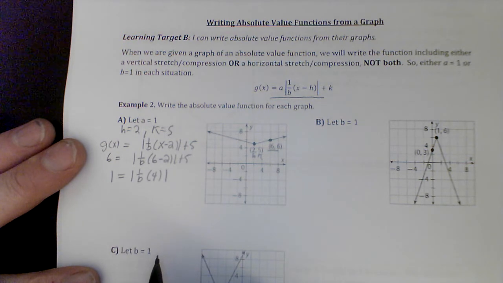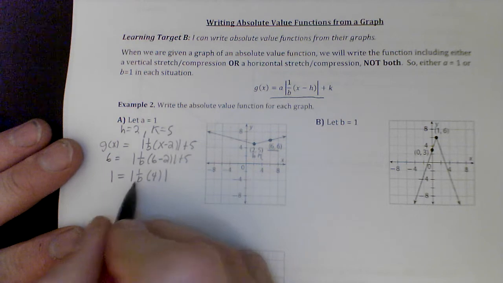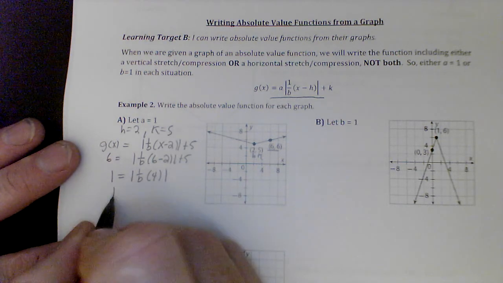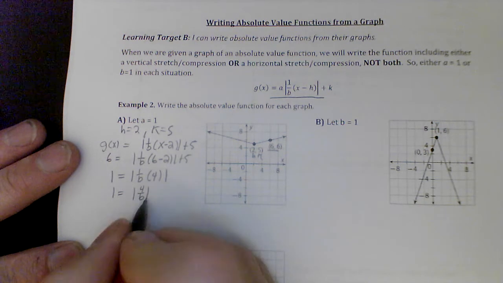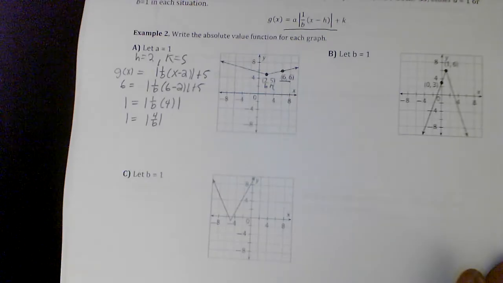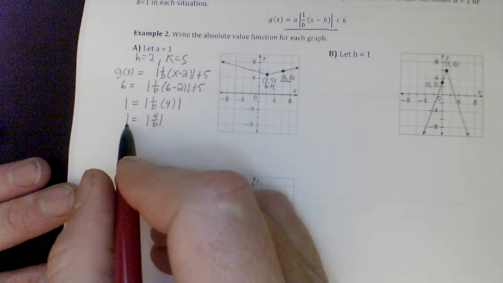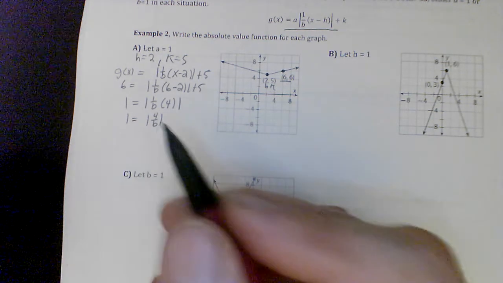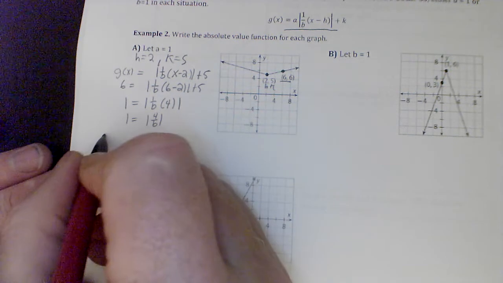Okay, and then I'm going to combine that. 1 equals the absolute value of 4 over B. Now here's the thing. Anytime you remove an absolute value, this absolute value, 4 over B, could equal 1, but 4 over B could legitimately equal negative 1 as well. So we should solve for both.